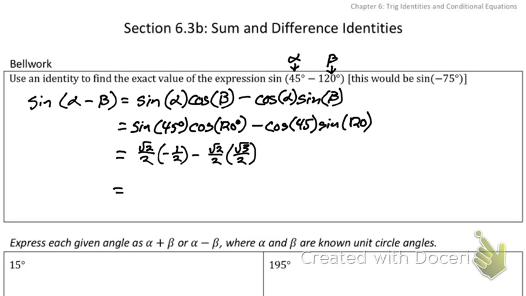All right, so square root of 2 times negative 1 is a negative square root of 2 over 2 times 2, which is 4. Minus square root of 2 times square root of 3 is square root of 6, all over 4. And that's going to equal negative square root of 2 minus square root of 6, all over 4.